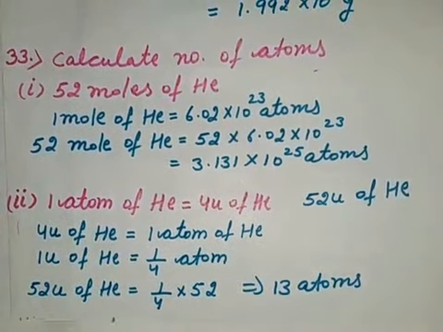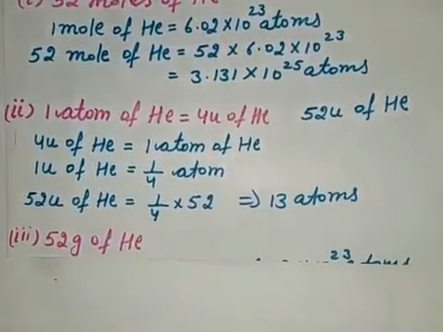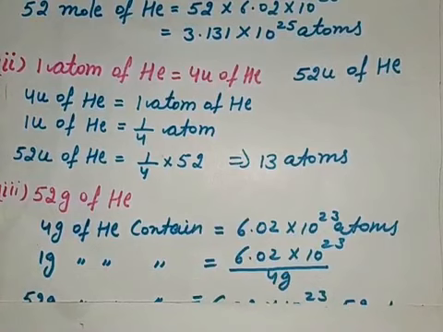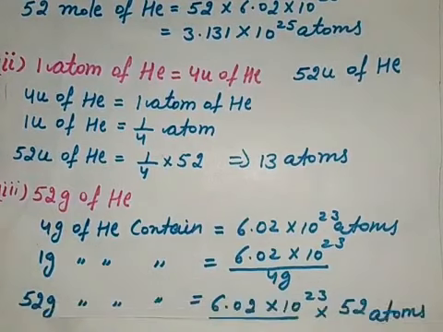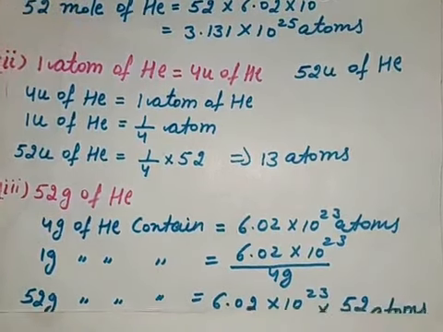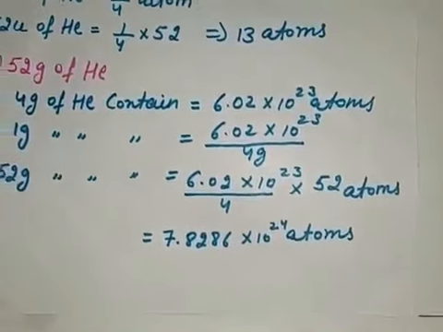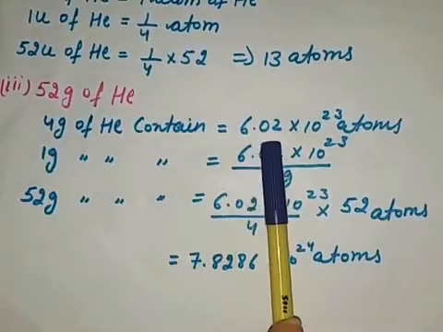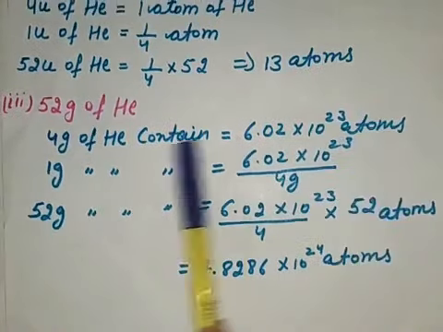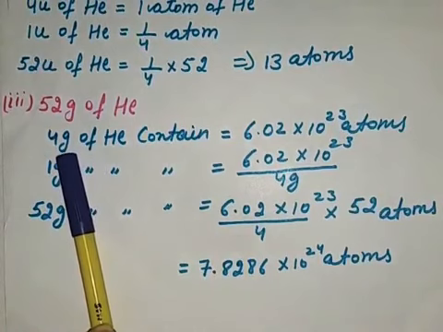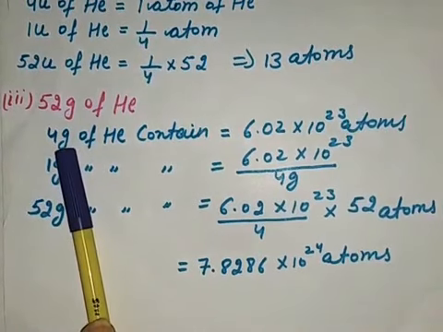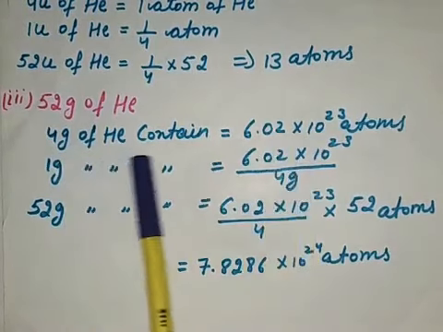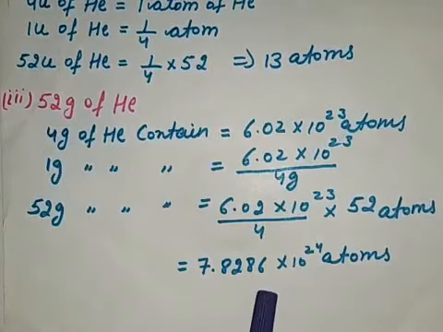Now we will move to part 3. Part 3 is: how many atoms are present in 52 gram of helium? As you can see, 4 gram of helium contains Avogadro's number of atoms, because 4 gram is the atomic mass of helium. So here we give the relation between atomic mass and number of atoms. So 4 gram of helium contains Avogadro's number of atoms.